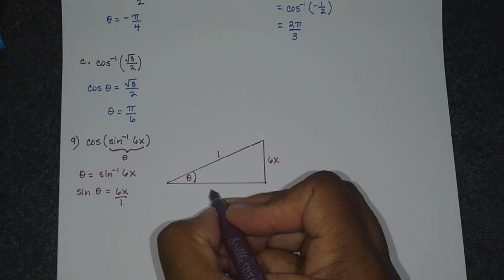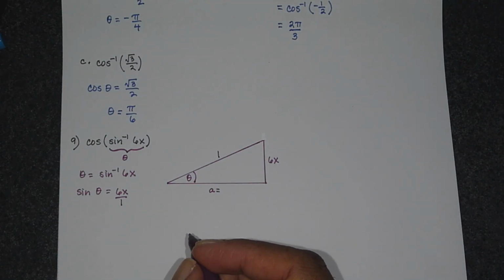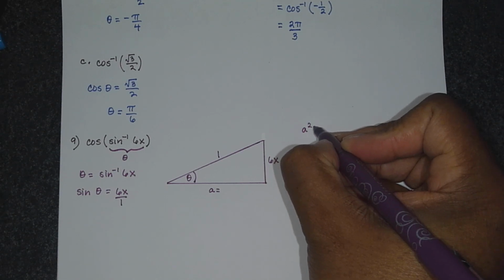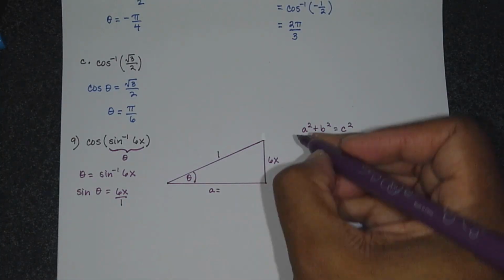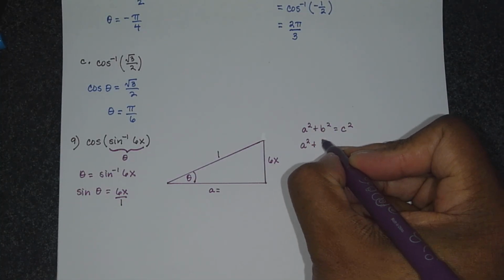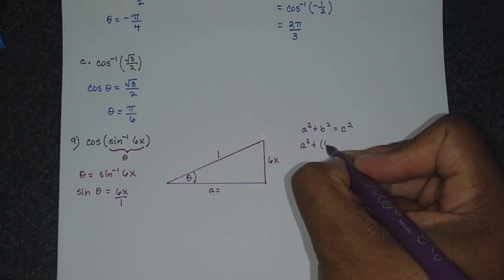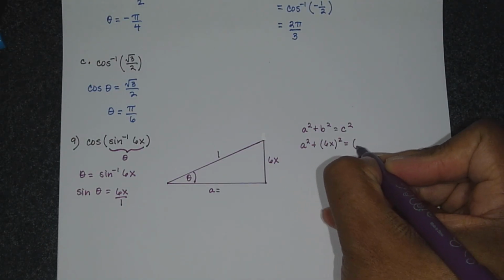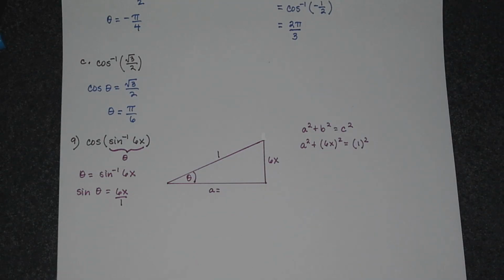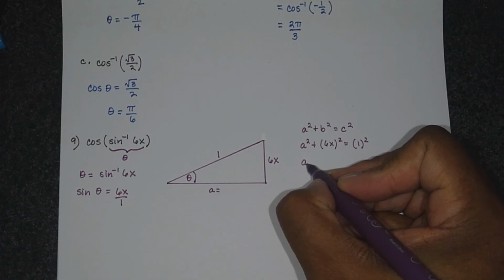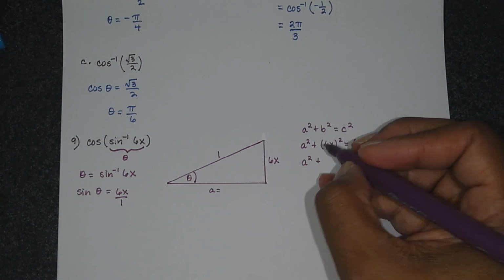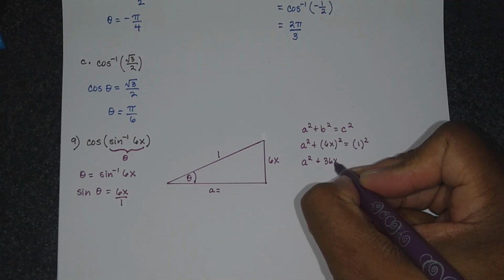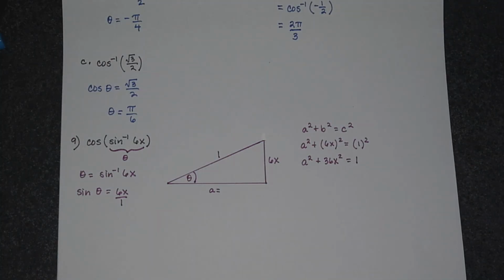Okay, now I need to know the length of this side right here, which I'm going to call A. The Pythagorean theorem is this: a squared plus b squared is equal to c squared. A is what I'm trying to find, so that's a squared, plus b, that's this length right here, that's 6x, and that's going to be squared, is equal to c, which is 1, and that's squared. So it'd be a squared plus, what's 6x and you square it? 36x squared is equal to 1 squared, that's going to be 1.